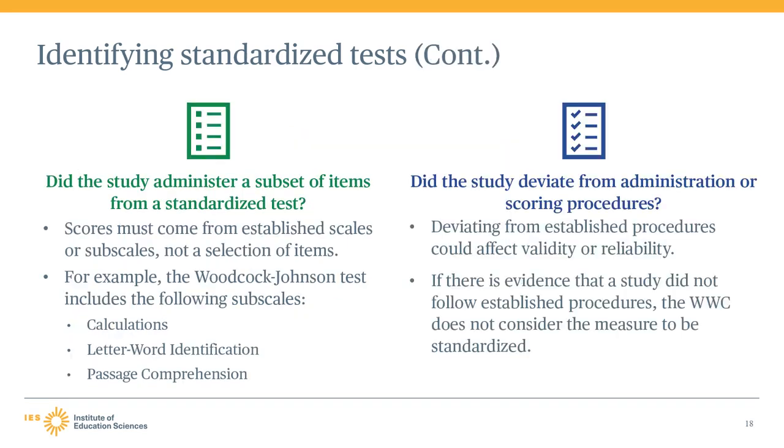First, the measure used in the study must be an established scale or subscale, not just a researcher's selection of items from a standardized test. For example, the developer of the Woodcock-Johnson test has identified several subscales, including calculations, letter word identification, and passage comprehension. If the study administers specific questions from a test, authors must use the predetermined subscales in their entirety to properly analyze and score the data.